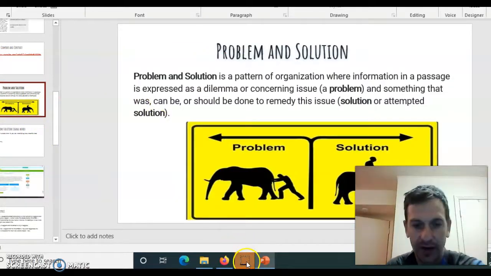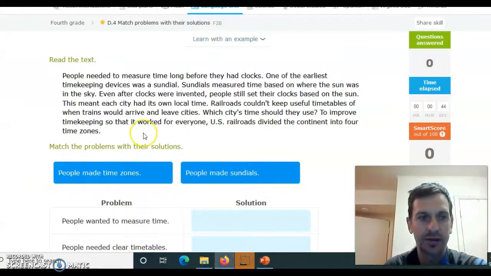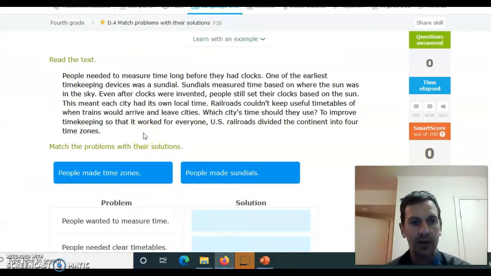There's a problem, you're going to find a solution for it. Alright, so let's read the text. People needed to measure time long before they had clocks. One of the earliest time-keeping devices was a sundial. Sundials measured time based on where the sun was in the sky.